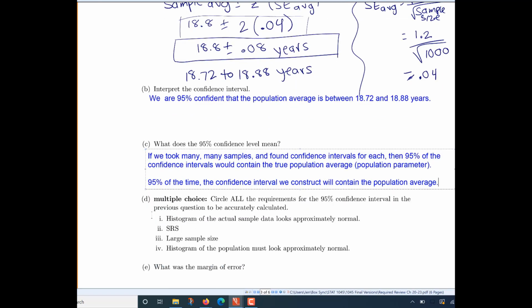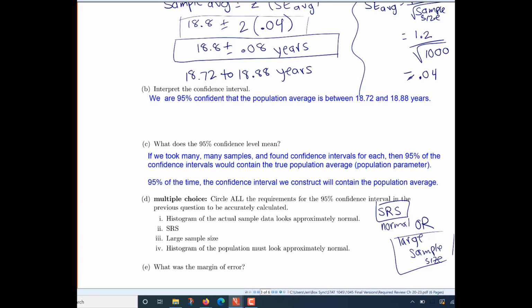Next one. In multiple choice, circle all the requirements for the 95% confidence interval in this question to be accurately calculated. Well, what do you need for a confidence interval? It has to be a simple random sample, and then your data has to be either normal, which we don't normally say, or a large sample size. In this class, we really just focus on the large sample size and a simple random sample.